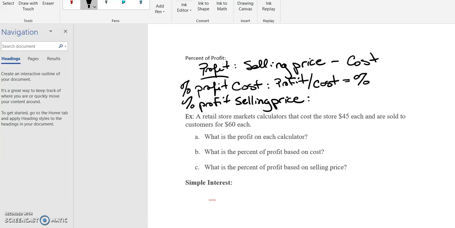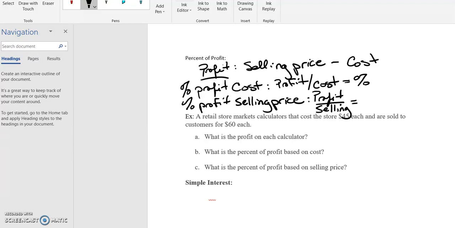If I want it based on selling price, all we're going to do is divide the profit by the selling price. I'm just going to call that selling. That's going to give me my percent profit based on my selling price. And there are different times that you could want these things. Remember that a percent is always a part of a whole.